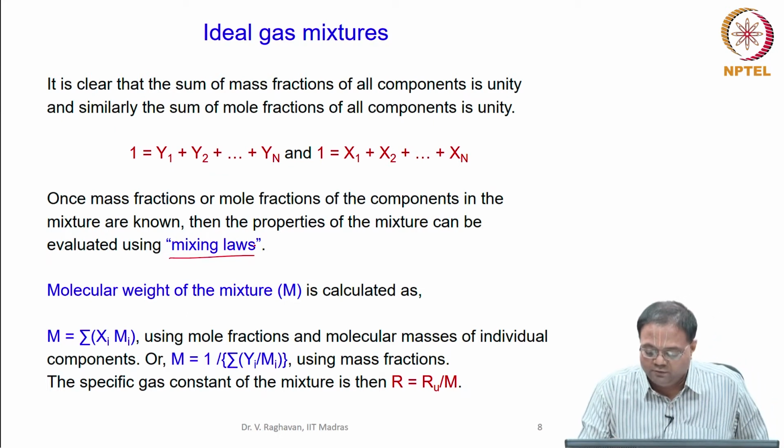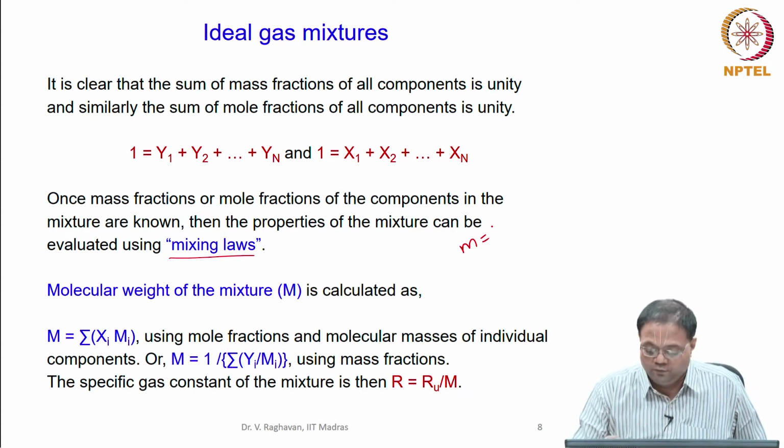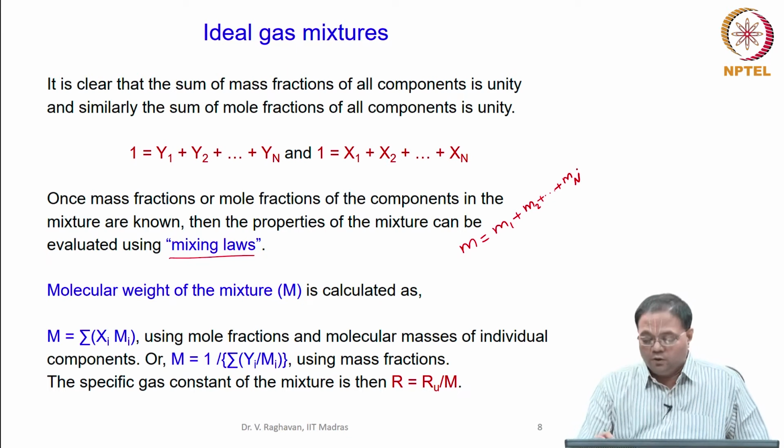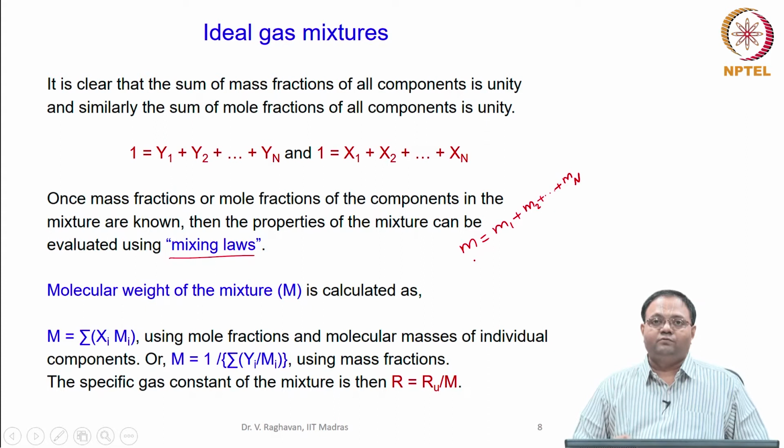So, we can easily do this. For example, for the mixture you can write like this. The mass of the mixture M will be equal to m1 plus m2 plus and so on to mn, which is nothing but the individual masses summed up giving the mixture mass.